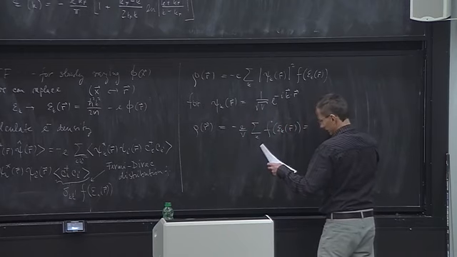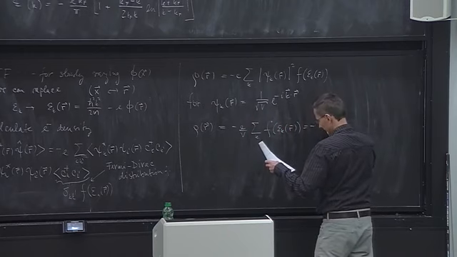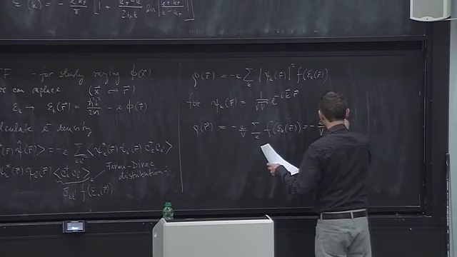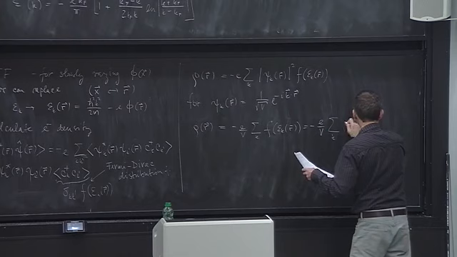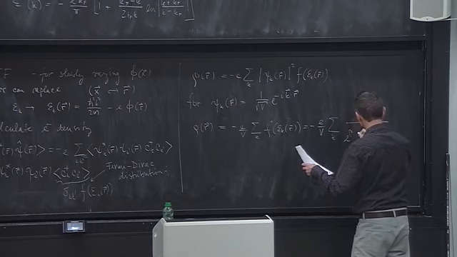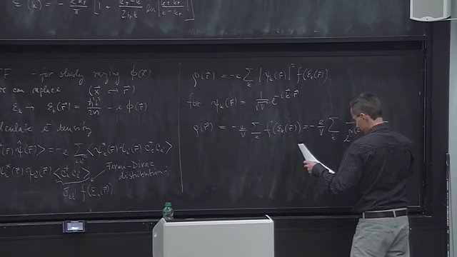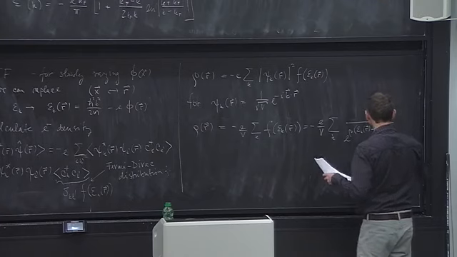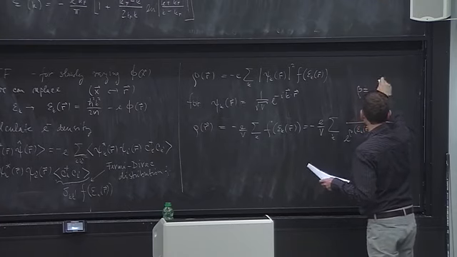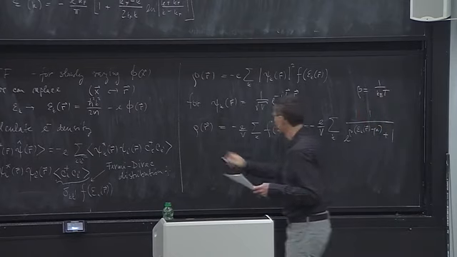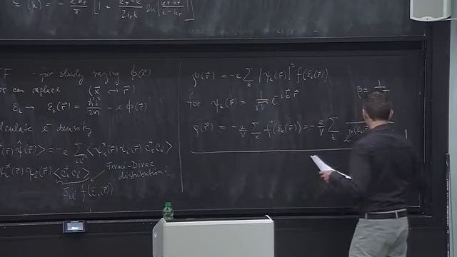And here I can even write the Fermi-Dirac distribution explicitly: minus e over V, sum over K, 1 over e to the beta times (epsilon K of R minus mu) plus 1, where beta is 1 over kB T, as usual. Okay?